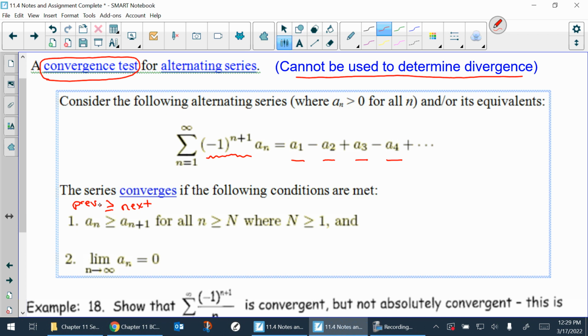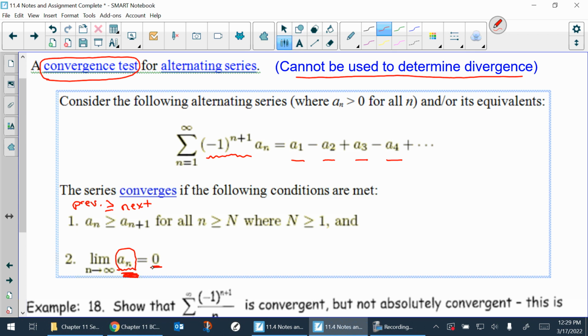The other thing that has to happen is that as we keep going and going and going, the nth term, the billionth term, the trillionth term, these keep getting smaller and smaller and smaller and approaching 0. Okay, so the limit of the nth term has got to be 0.